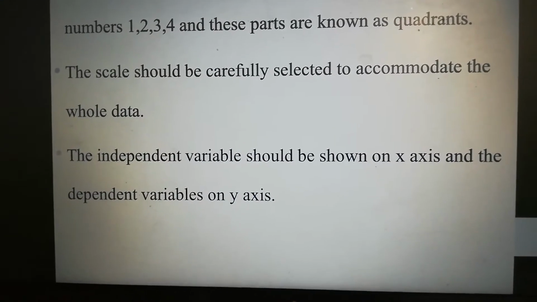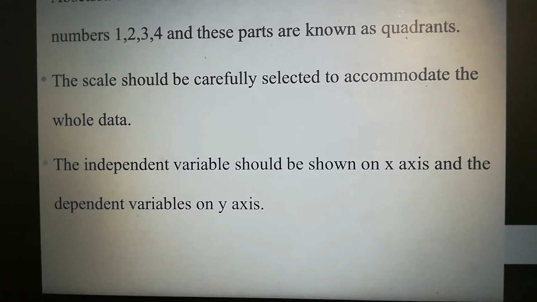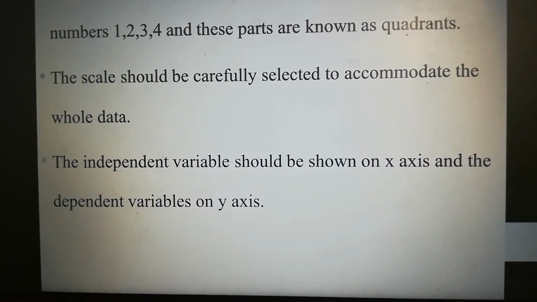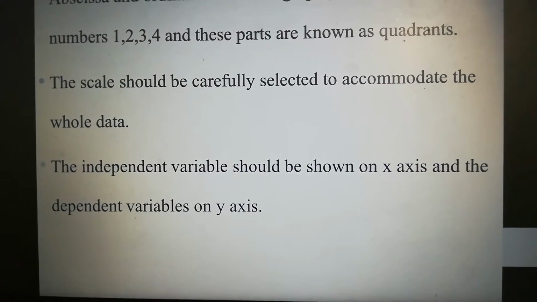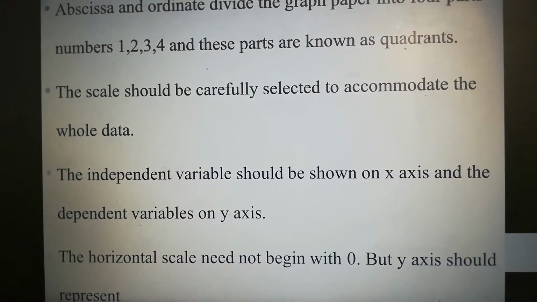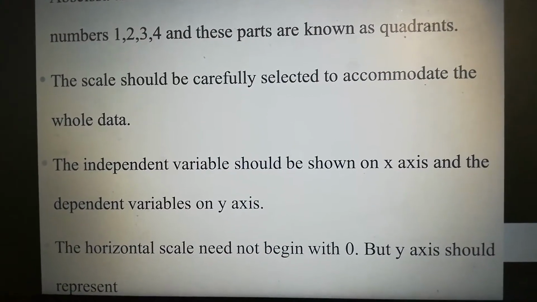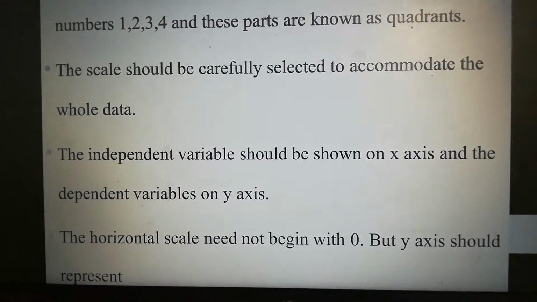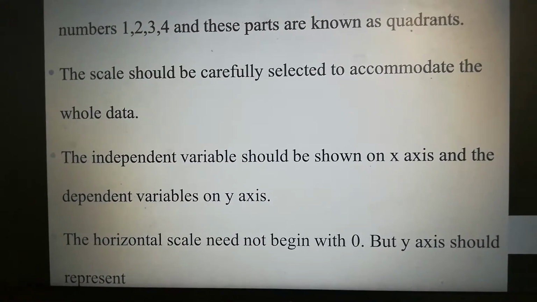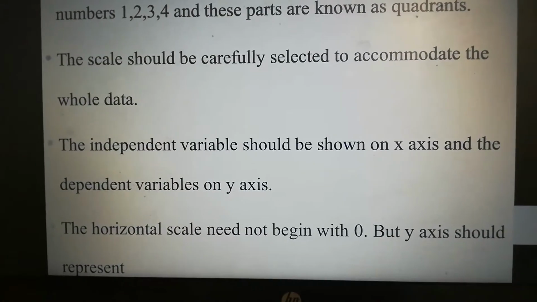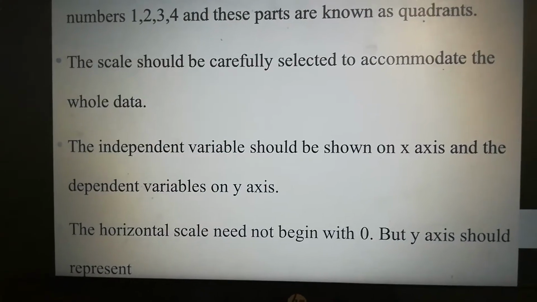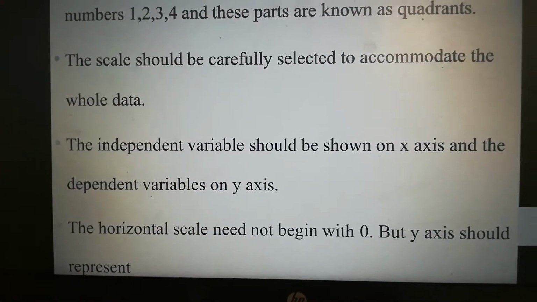And always we represent the independent variable on the x-axis and the dependent variable on the y-axis. And there are other points we need to remember when we represent a graph. On the horizontal axis there is no need to begin with 0, but the y-axis always has the 0 point as the origin.